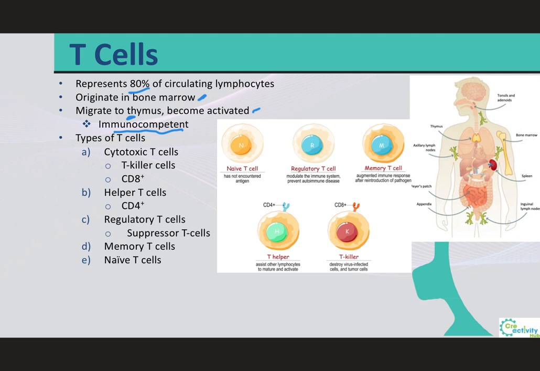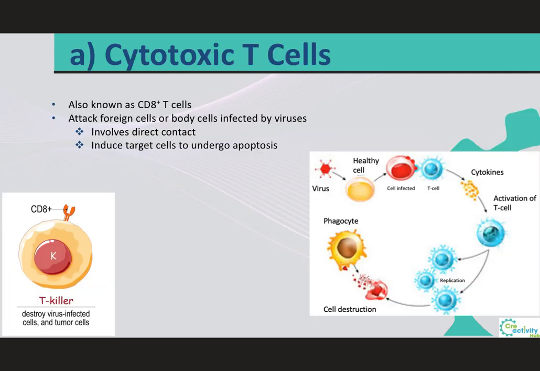And there are several different types of T cells. I have some listed here, which are the main ones. We have the cytotoxic T cells, which we have talked already about. These are also called T killer cells or CD8 positive T cells. Next, we have the helper T cells, which can also be called the CD4 positive T cells. The regulatory T cells, which can also be called suppressor T cells, memory T cells, and naive T cells. So let's look at their function separately on the next few slides. Let's start with the cytotoxic T cells.